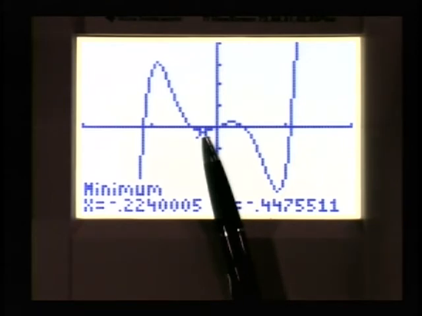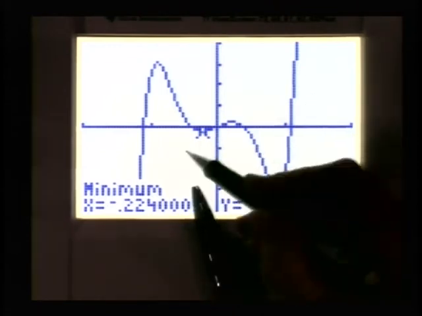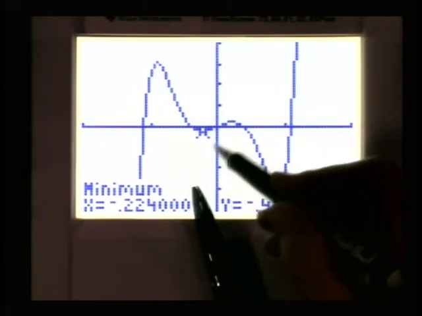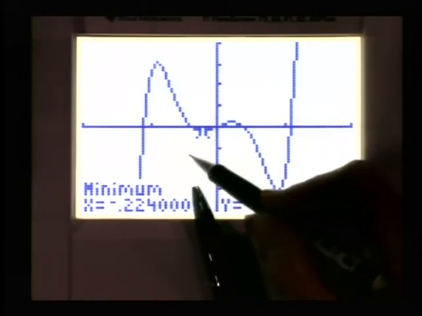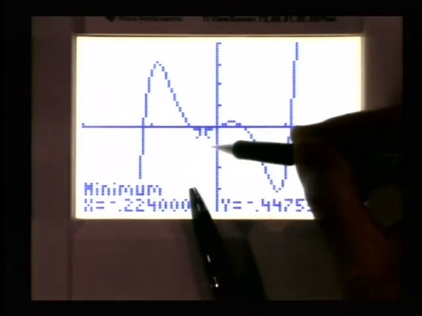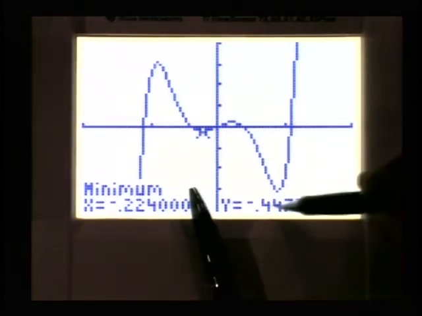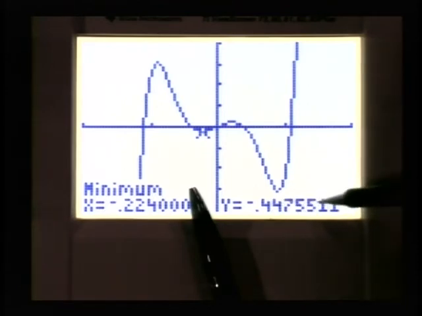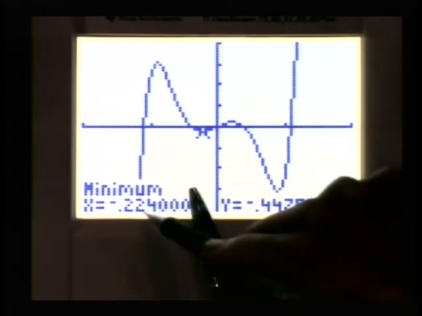-0.2240. And what I would do on my sketch is come in with my pencil right here, use my parentheses key, and write down -0.224, comma, and then here's the y value right here. This is the minimum value. Okay, now listen to what I'm saying. This is the minimum value of g of x at this location.